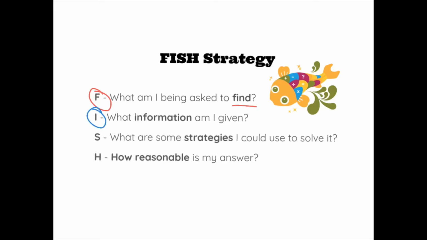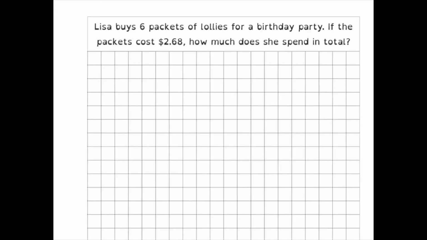Blue is going to represent the I, so what information am I given. Green is going to represent the S for some strategies that we can use. And yellow is going to represent the H, which is asking us how reasonable is our answer. So here is our first problem.